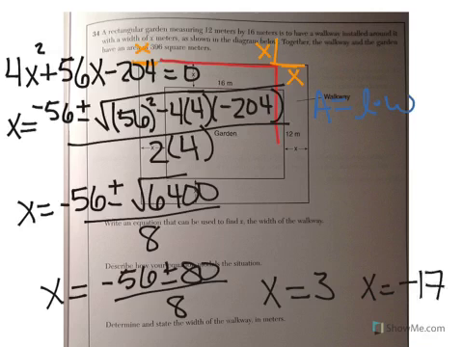But we're talking about the width of the walkway. You can't have a negative 17 as a width. So what you need to do is reject the negative answer. So your answer is really 3 meters is the width. Okay? So 3 is your final answer, and that little m is just for meters. Okay.